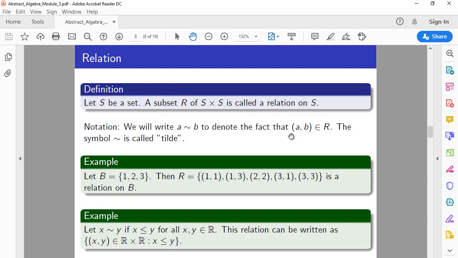So whenever the pair (a, b) belongs to the relation, we write a tilde b, or sometimes we write aRb. For example, let's take the set B to be {1, 2, 3}. Then I can take the following subset of B cross B: (1,1), (1,3), (2,2), (3,1), (3,3). So clearly R is a subset of B cross B. So R is a relation on B.